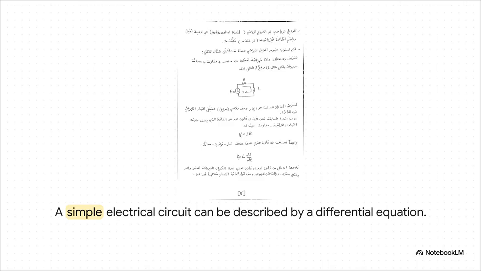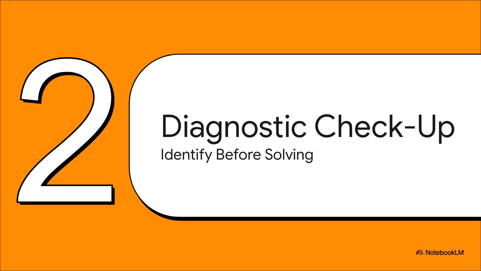And they are literally everywhere. We're looking at a page here from our source material, some handwritten notes that are actually describing a pretty simple electrical circuit. Now, it might just look like scribbles, but what it shows is how these equations are the hidden language of the universe. They model everything from the current in this wire to the path of a comet through space.